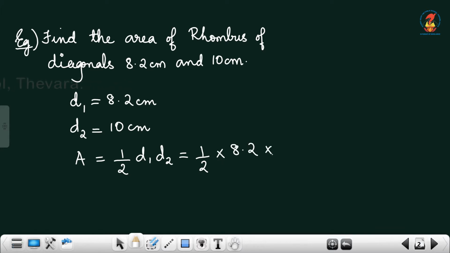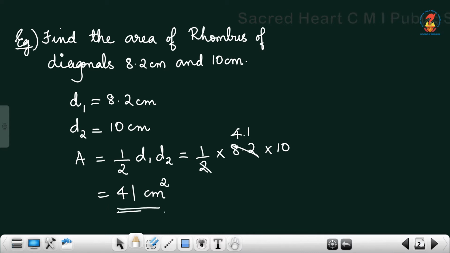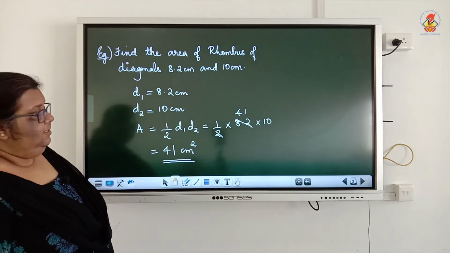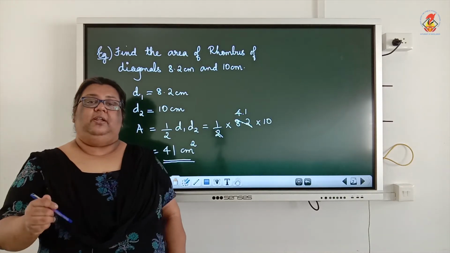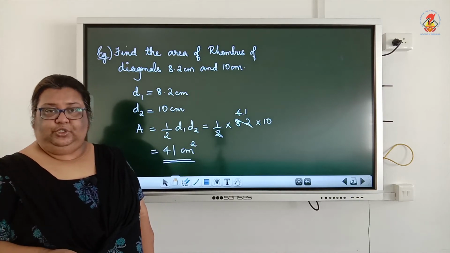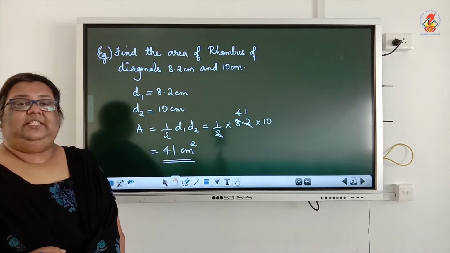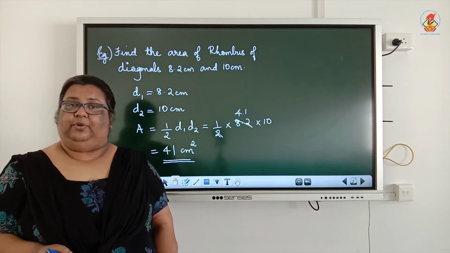8.2 into 10. 2 goes in 8.2, 4.1 times. So 4.1 into 10, 41. Since it's an area, unit will be square centimeter. So the answer is 41 centimeter square. So what is the area of the rhombus, children? Half D1 into D2, where D1 and D2 are the diagonals of the rhombus.